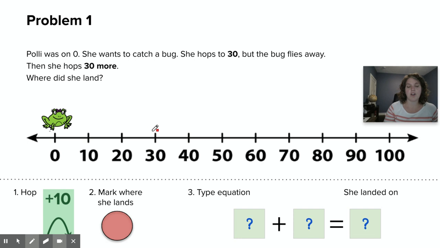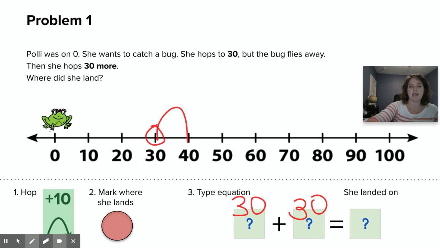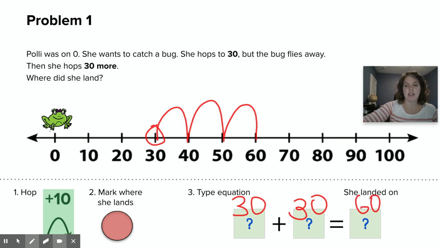So she starts at 30, and it says she hops 30 more. So we're going to be doing 30 plus 30. So we have, here's our 30, and we hop 10, 20, 30. What's my answer, everybody? 60.